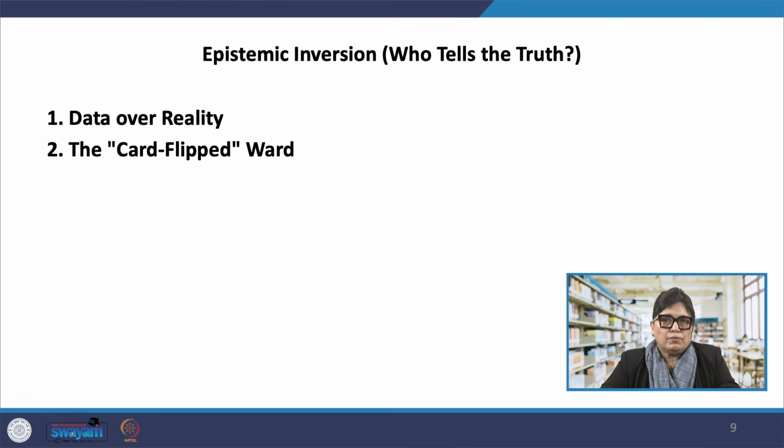The carded ward: medical teams often conduct clinical rounds away from the patient's bedside. They sit in an isolated conference room, the bunker, debating the eye patient's digital metrics on large monitors, while the actual human remains a passive placeholder down the hall.